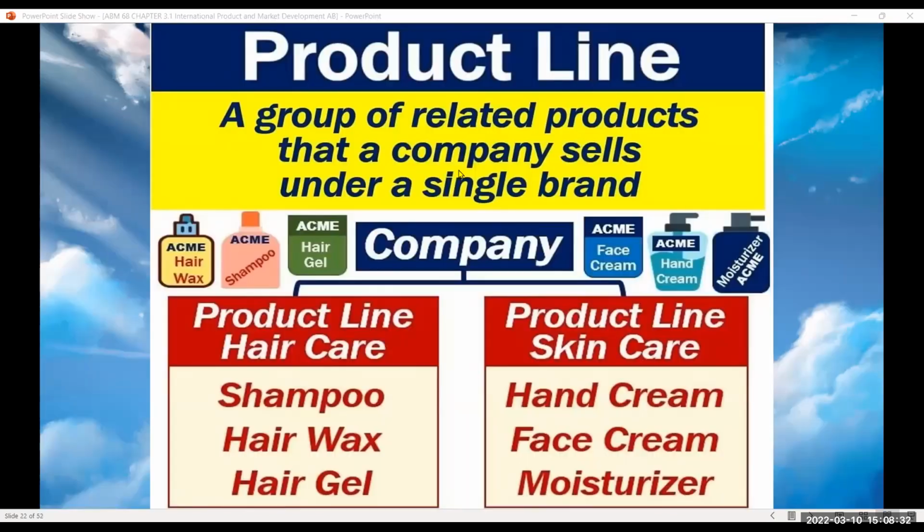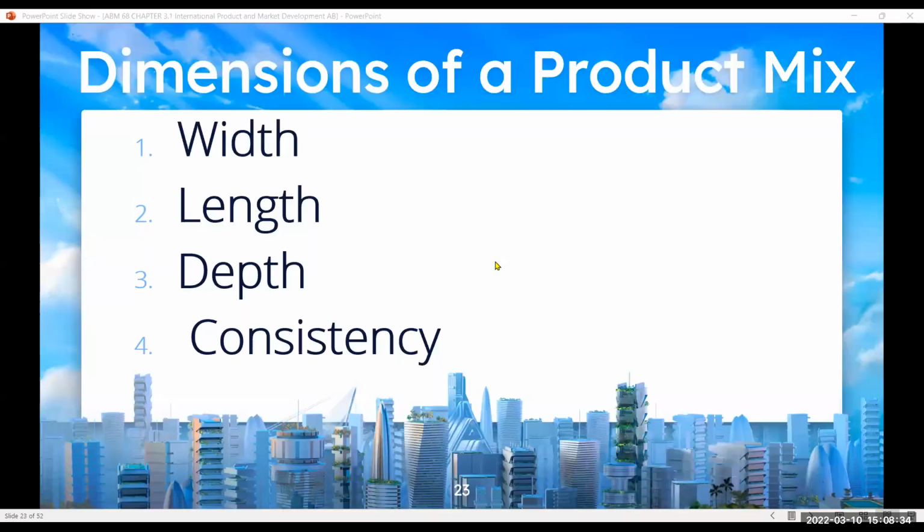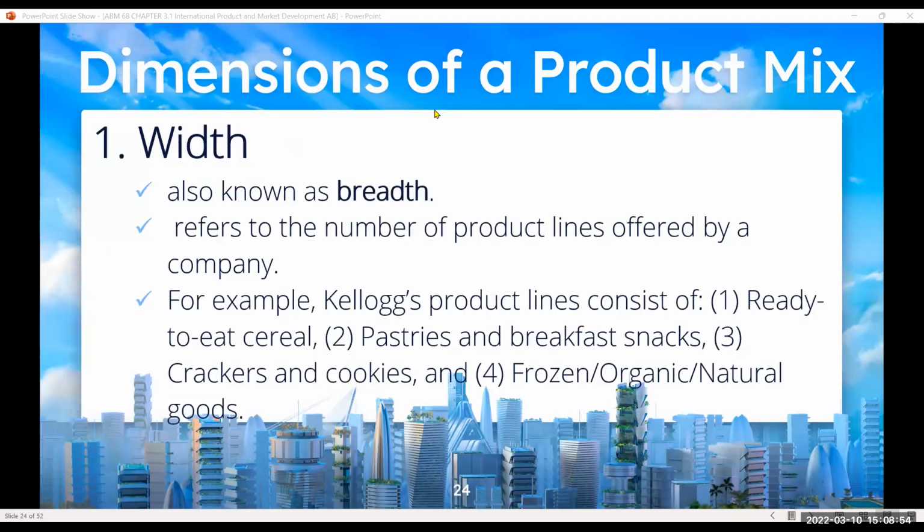So you can keep track of how many product lines there are. How will we know which product line we need to focus on? So we have these dimensions now: width, length, depth, and consistency. We'll be discussing these topics in the next slide. So we have at least four dimensions.